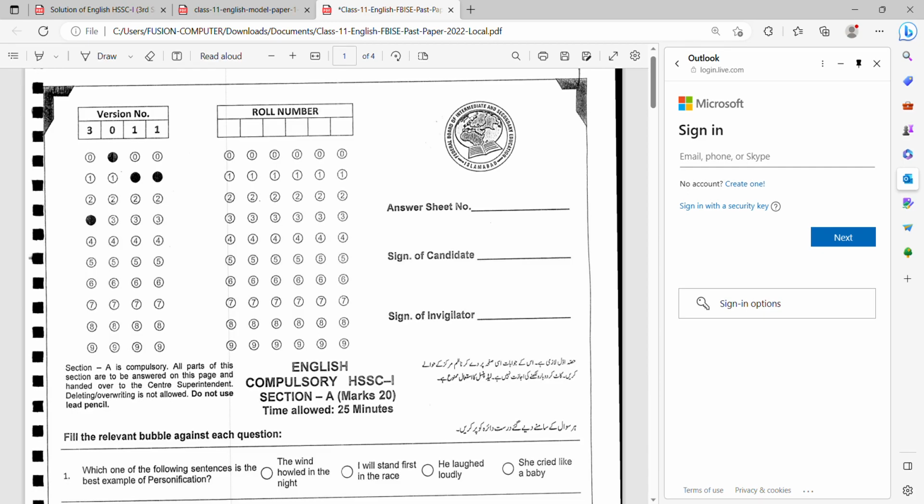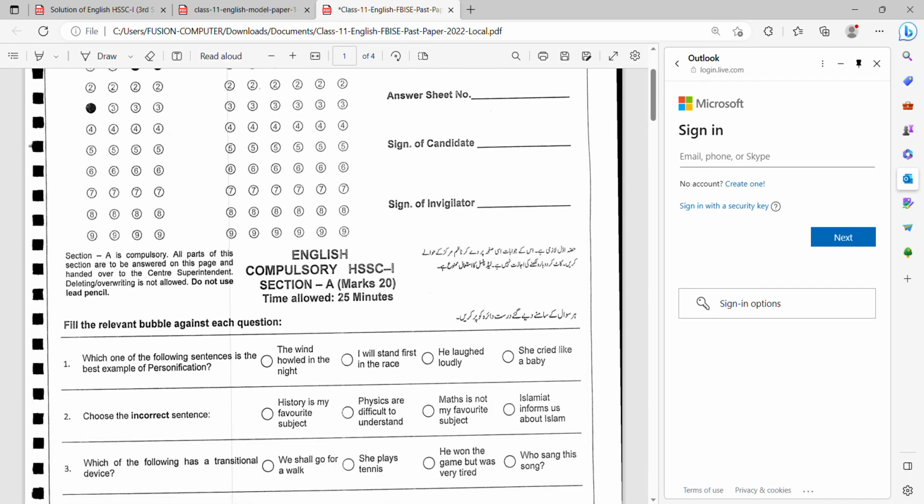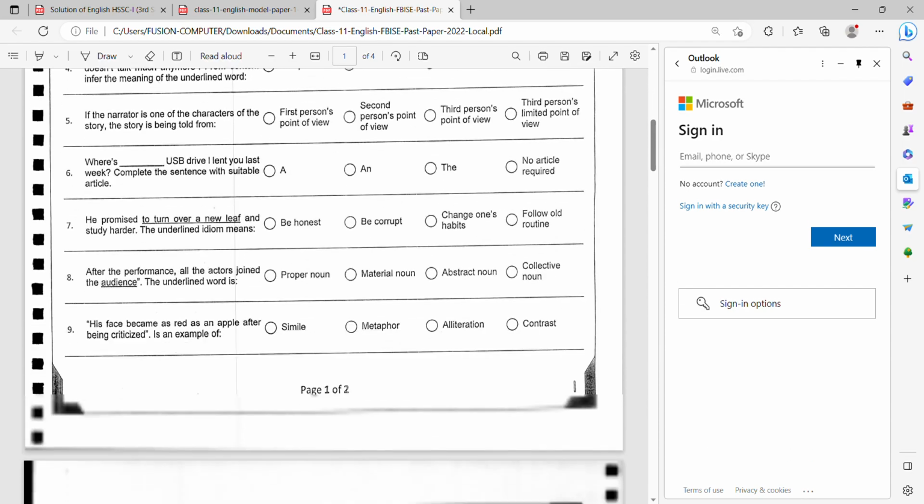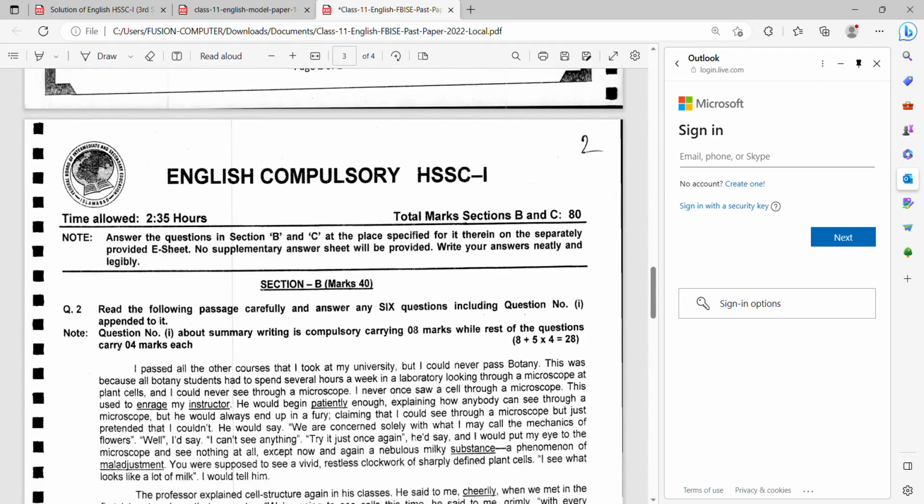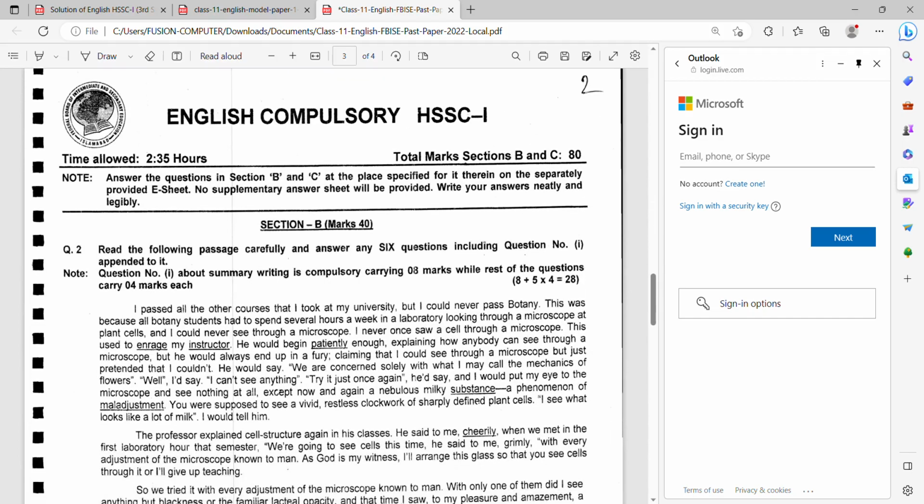Let's get started. Dear students, your paper of English consists of three sections. Section A consists of objective questions, of 20 marks, and you are allowed 25 minutes to solve this objective paper. Section B consists of 40 marks, and this section carries questions from your textbook, that is the short stories, play, or the poetry portion.